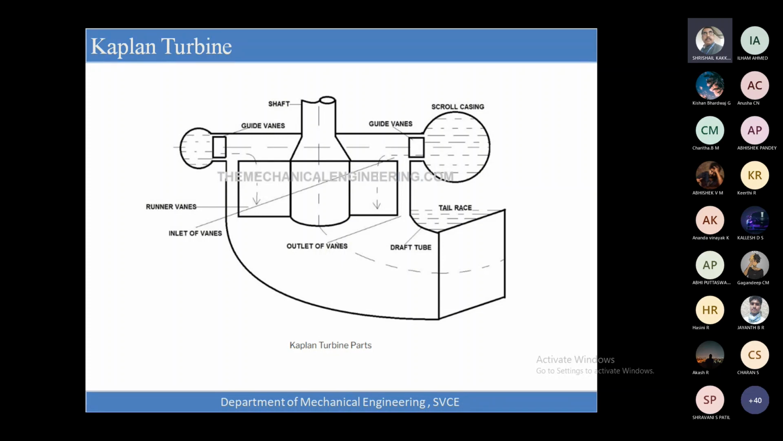That will be called a tail race. The tail race will have a draft tube. The draft tube is the one which has a varying cross section. At the outlet, it will have the maximum cross section, and near the vane, it will have a smaller cross-sectional area. These designs are made very specifically for the Kaplan turbine.